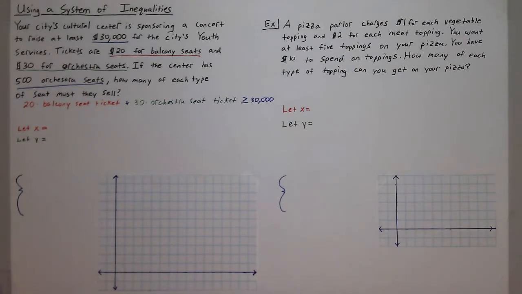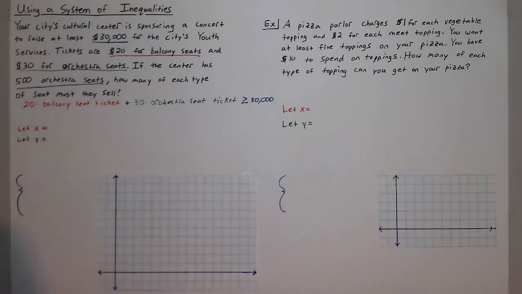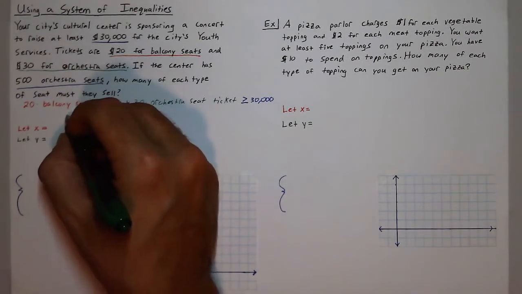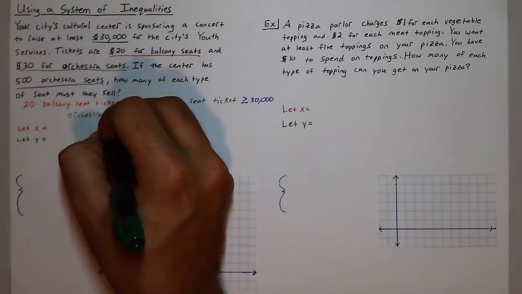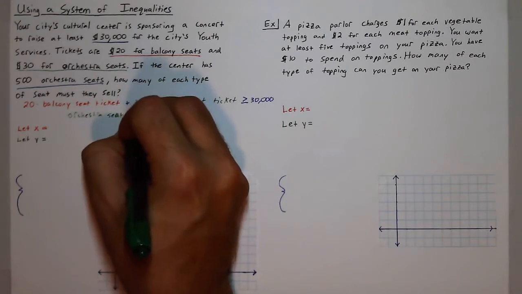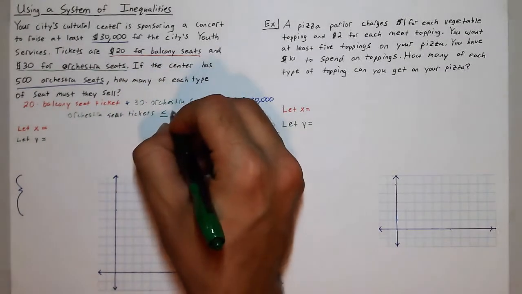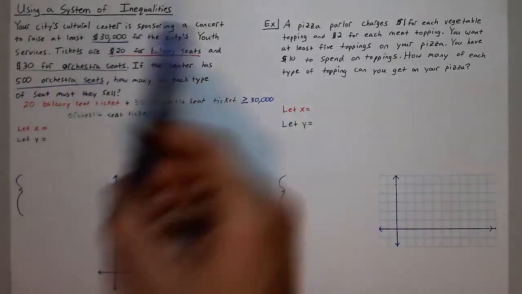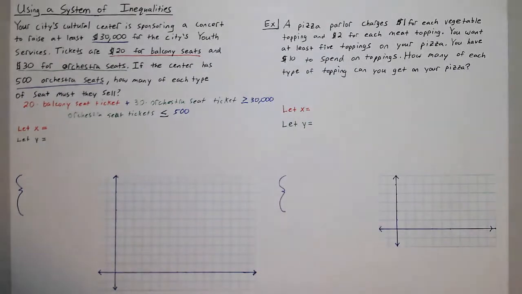Now, I also have this limitation. I do know that my orchestra seat tickets has to be less than or equal to 500, because I can't sell more than 500 orchestra seats.